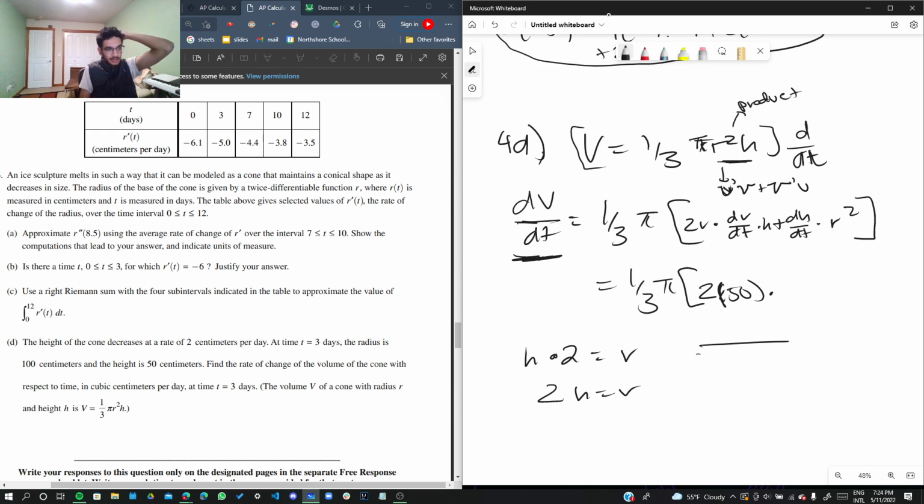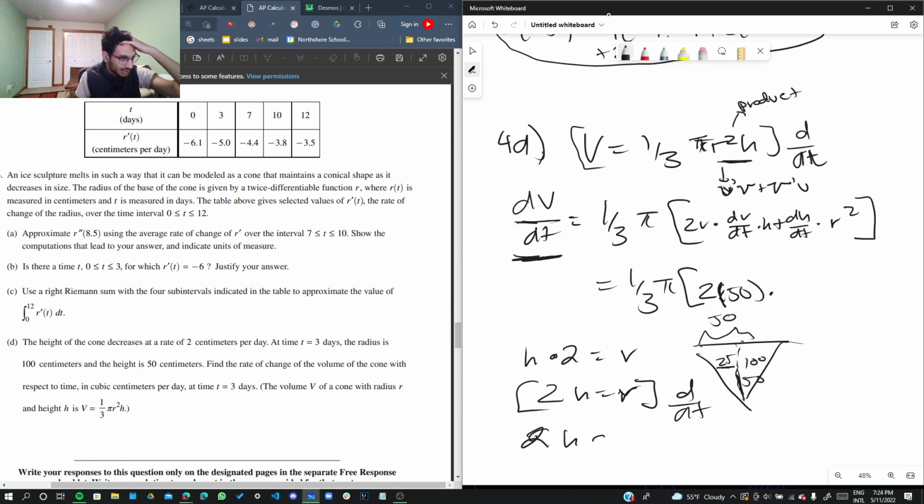Let's say we had 50 centimeters and we had 100 centimeters. If we split this in half, then if the radius were 25 centimeters, the height would be 2 times the radius, which is 50. So you have 2h is equal to r. Because we have equations and we're in calculus, you can take the derivative with respect to time. So you have 2h, dh/dt because of chain rule, is equal to dr/dt. And whoa, we got something.